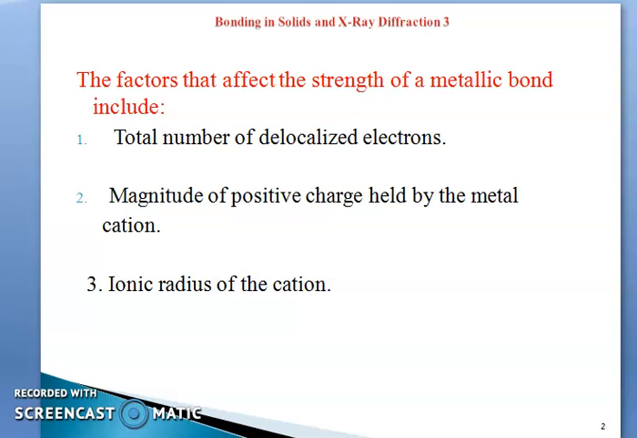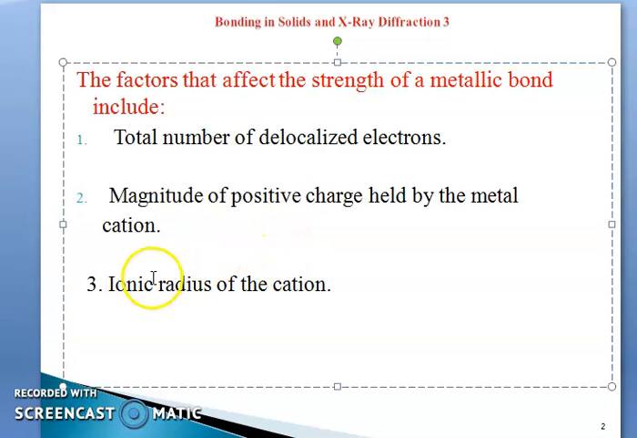And in case of metallic bond, what are the factors that affect the strength of metallic bond? Here, number one, total number of delocalized electrons. Next one is magnitude of positive charge held by metal cations. Third one is ionic radius of the cation. These are the factors that affect the strength of metallic bond.